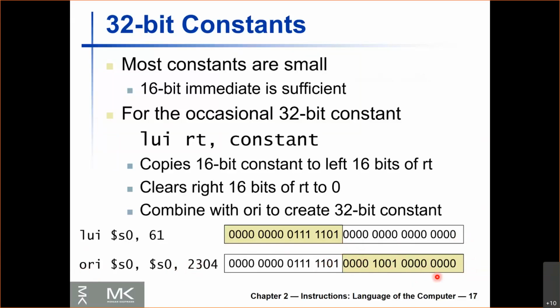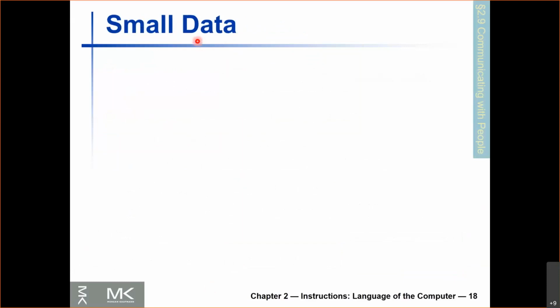Okay, so we now saw how to represent branch instructions in binary. We saw how to represent jump instructions in binary, and we saw how we can branch and jump to locations that are farther away than what the branch and the jump instructions support. And we saw how we can create 32-bit constants in the rare case that we want very large constants that are larger than 16 bits. Next, we're going to talk about representing small data.